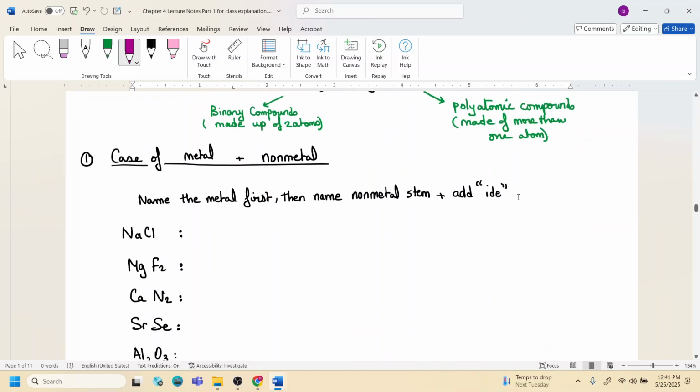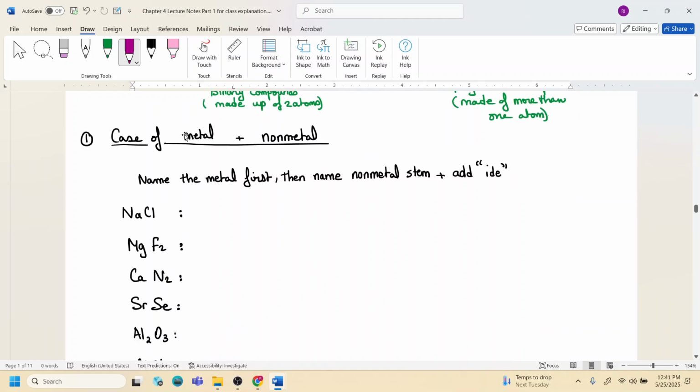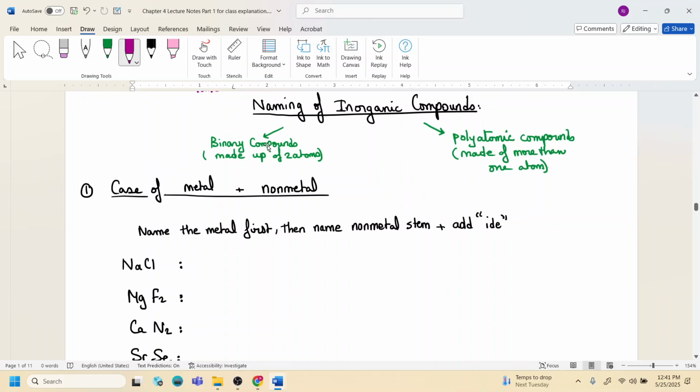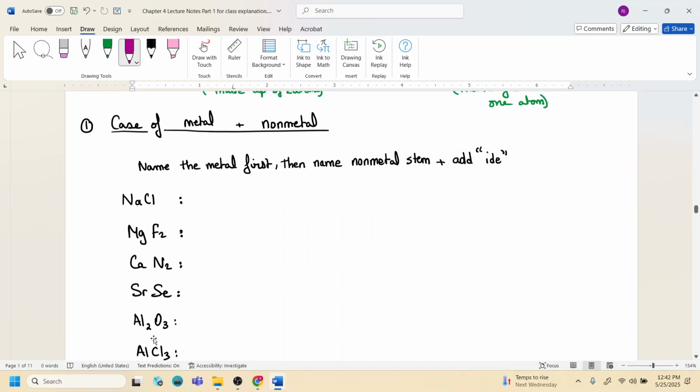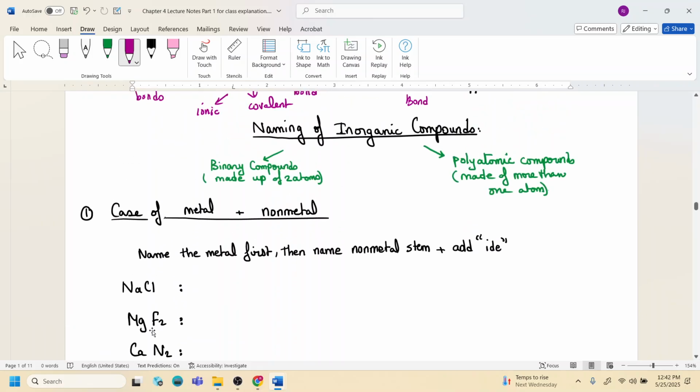So let's consider the first case, which is the case of metals and nonmetals. All of these examples that you see are considered to be binary compounds. These are made up of two types of atoms. So it's made up here of magnesium and fluorine. Although fluorine is two, it's made up of magnesium and fluorine. This is two different types of atoms. Same thing for each one of those. So we are talking about this kind over here, which is the binary compound.